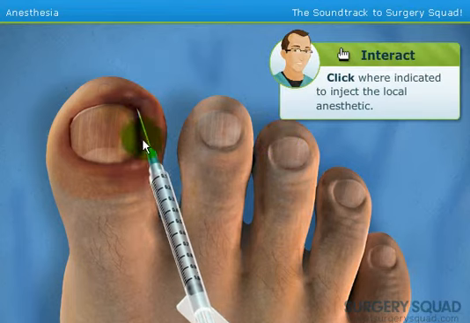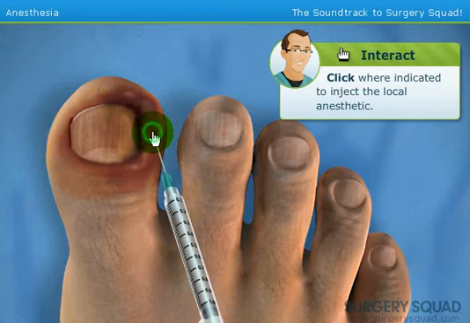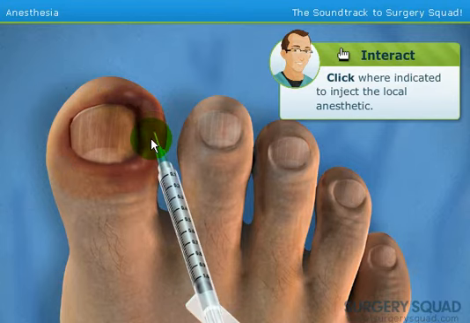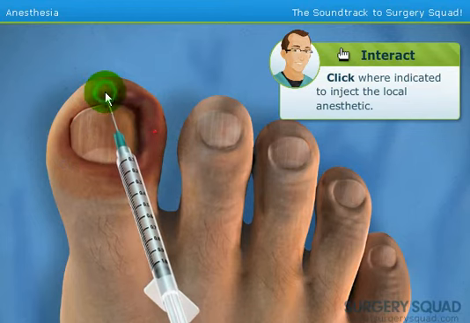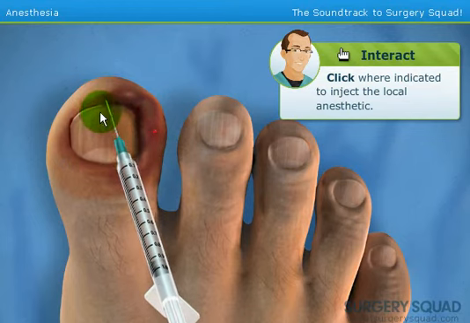Угу. Так, теперь нам надо ставить укол, типа, да? Отлично. Да.